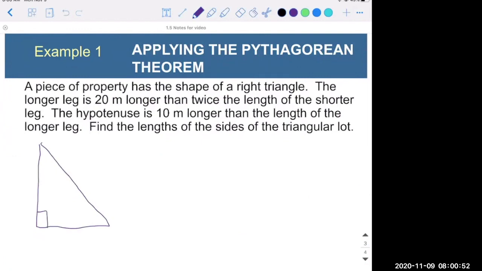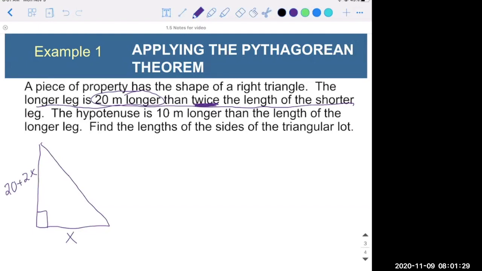It says that the longer leg is 20 meters longer than twice the length of the shorter leg. So we're going to say that the shorter leg is just x. The longer leg is 20 meters longer than, so we're going to have 20 plus twice the length of the shorter, so 2 times x. Anytime we have something that says 20 more than or 20 longer, that's going to be 20 plus. Anytime we use the word twice or 3 times or 4 times the length, then that's going to be a multiplication.